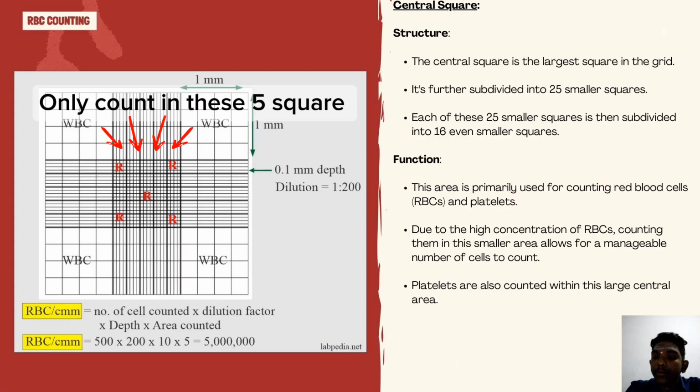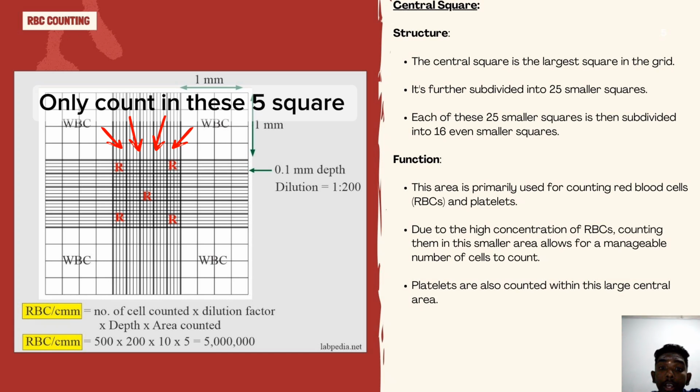Now, you all have some general idea regarding WBC and RBC pipette marking and their role in the hemacytometer. So, now let's see the RBC counting. For RBC counting, we use the center square of the improved Neubauer chamber, and this center square is the largest square in the grid. It's further subdivided into 25 smaller squares as you can see in the image, and these 25 smaller squares are then subdivided into 16 even smaller squares.